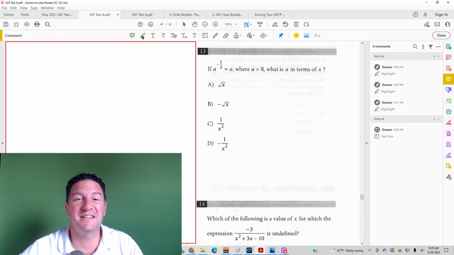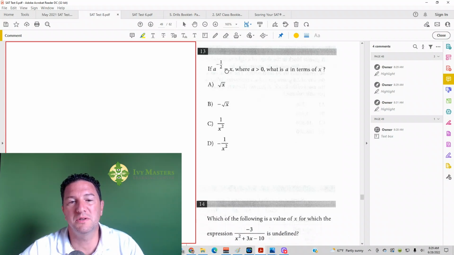And today we're going to look at Test 8, Section 4, number 13, which reads: if a to the negative 1/2 power equals x, where a is greater than 0, what is a in terms of x? One thing is, if "in terms of" screws you up, just cross it out. If it's saying what is a, then what you've got to do is get a alone.